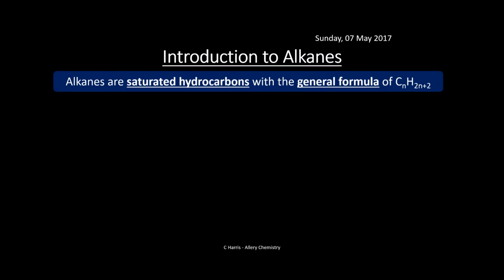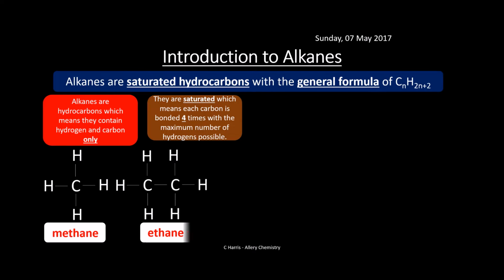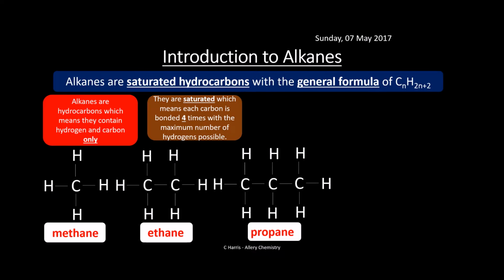Okay, so let's make a start. Alkanes. They have a general formula of CnH2n+2, where n is just the number of carbons. These are saturated. That means they've got loads and loads of hydrogens. There's no double bonds in these molecules. They are basically hydrocarbons. They contain hydrogen and carbon only, which makes it a little bit obvious. They're saturated. Each carbon is bonded 4 times. No double bonds in here.